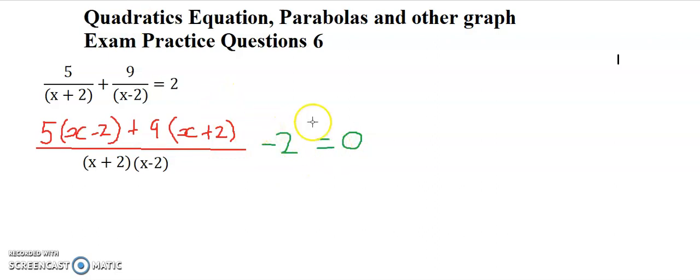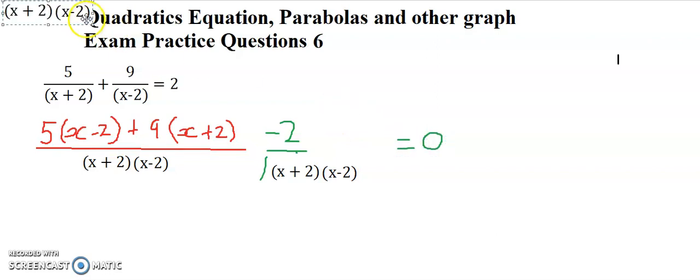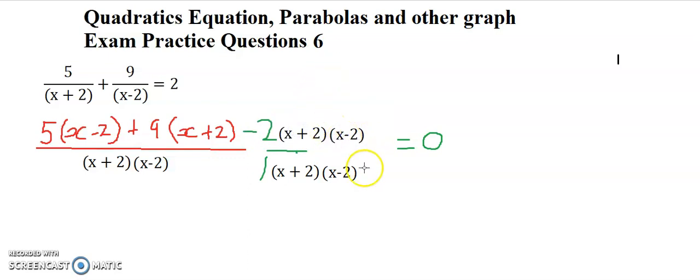The next thing I want us to think about is I also want this negative 2 to be on the numerator. So to get it on the numerator, I'm going to make it like a fraction, negative 2 over 1. And then I'm going to times my denominator and my numerator by the same amount. In doing that, it means I now have only got one fraction. Negative 2, x plus 2, x minus 2 can join on. So I've only got one fraction line now.